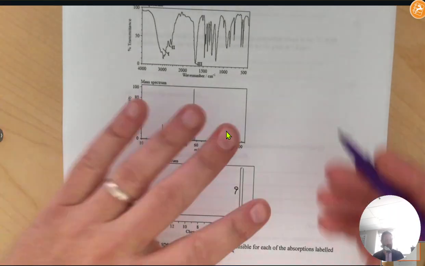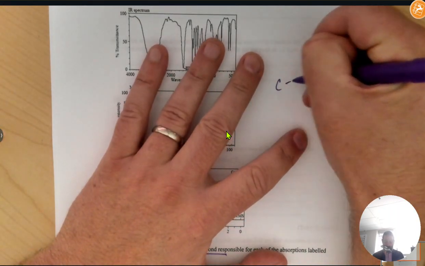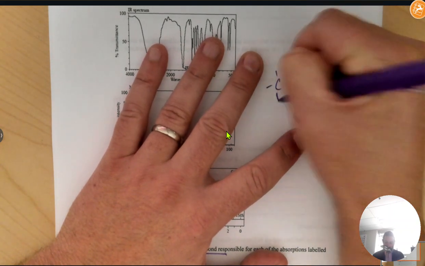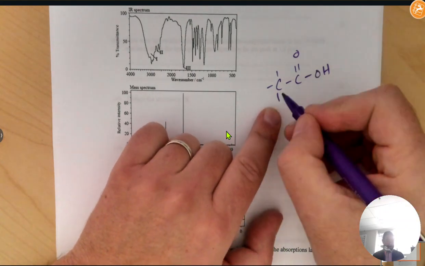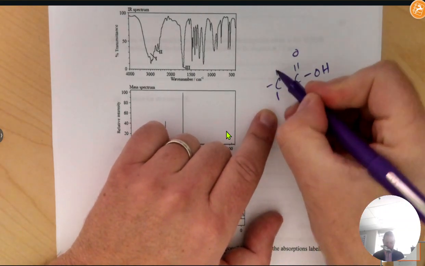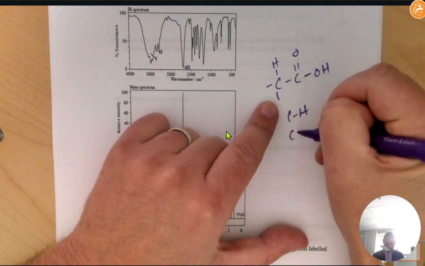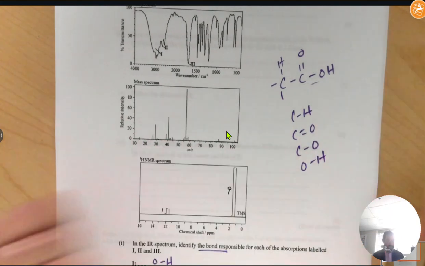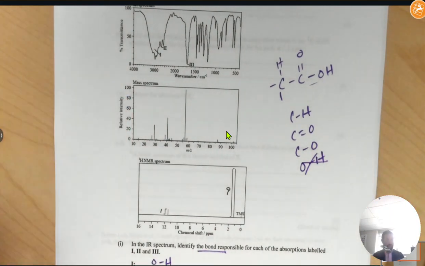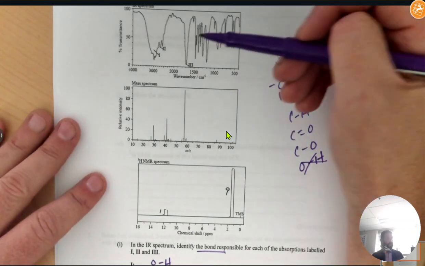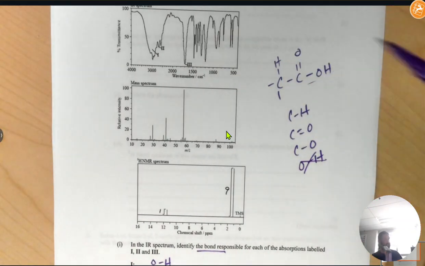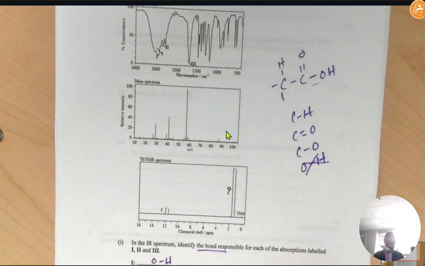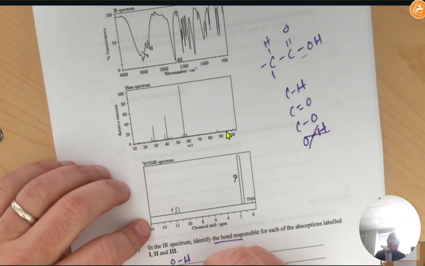Now, if this is a carboxylic acid, carboxylic acids all have the same type of bonds in them. So let's just assume that we have ethanoic acid here. I have bonds between carbon and hydrogen. I have a carbon-oxygen double bond. I have carbon-oxygen single bonded and oxygen to hydrogen. We've already identified that one. Now, this absorption here labeled 3 is right there at 1700. You're going to see that one a lot. The one at 1700 is for the carbonyl group. So number 3 is for the C double bond O.